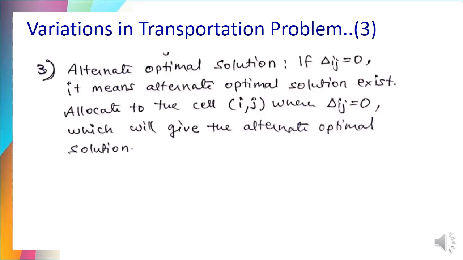Another variation that is possible is the existence of a multi-optimal solution. Suppose at the optimal solution, some of the delta ij's are 0. It means there exists an alternate optimal solution. So go for allocation to the cell i comma j where delta ij is equal to 0, and iterate one more time. It will give you the alternate optimal solution.